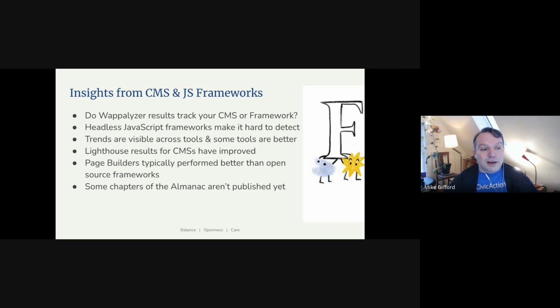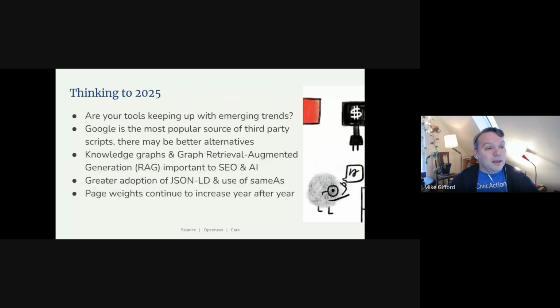So I split it up into different sections. I also did that with JavaScript as well, because there's a lot of different front end implementations to consider. So the Almanac is being built by volunteers, and some of the chapters of the Almanac are not yet published. So keep that in mind as well.